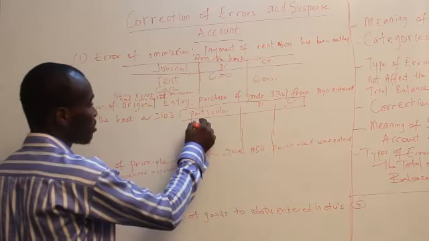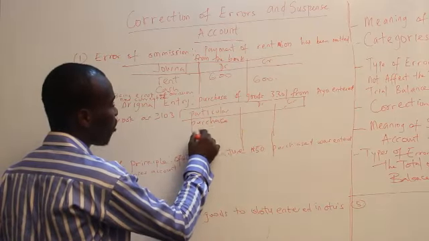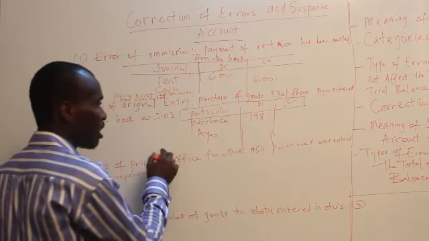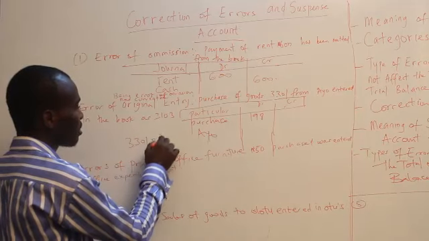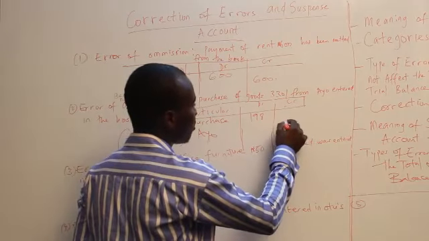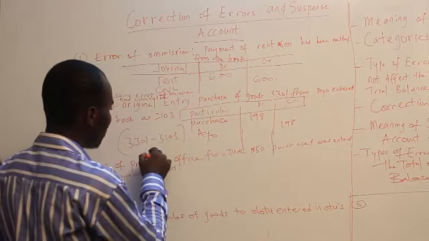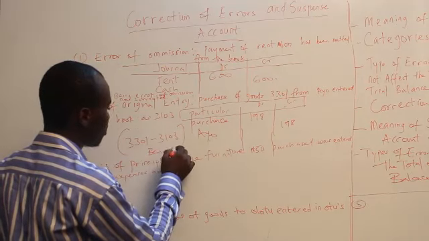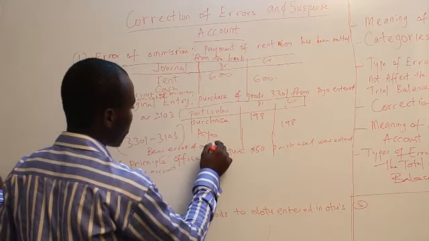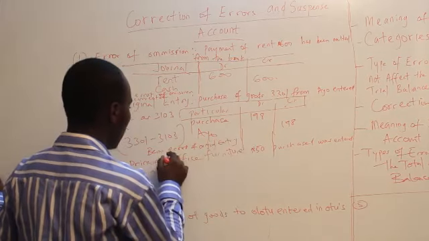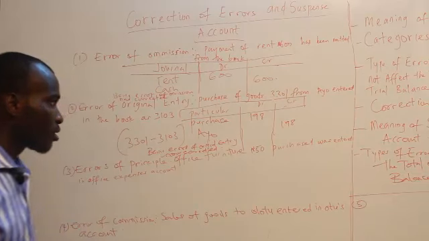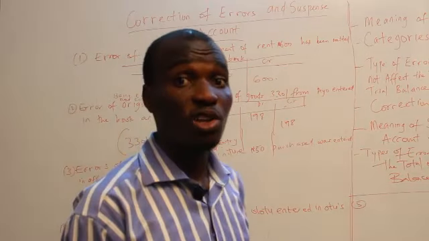So we have the purchase account and we have Ayo account. So we debit that 198, the difference between this and this. That is 3301 minus 3103, that will give us 198. So we have 198, and our narration is error of commission, error of original entry, now corrected. So it has been corrected. That is all about the error of original entry, the wrong figure.